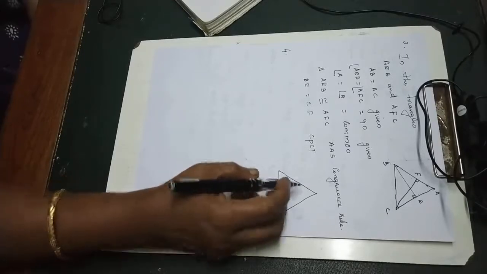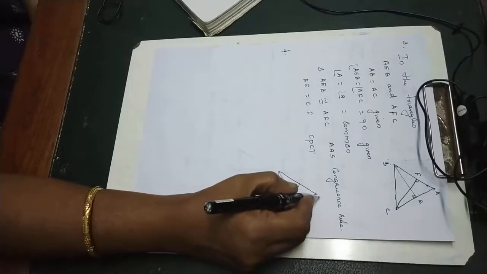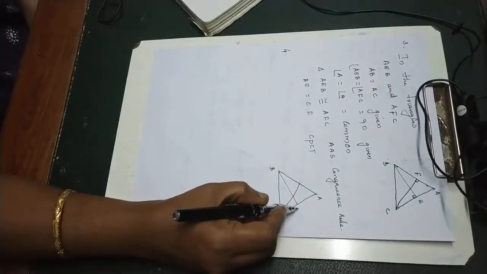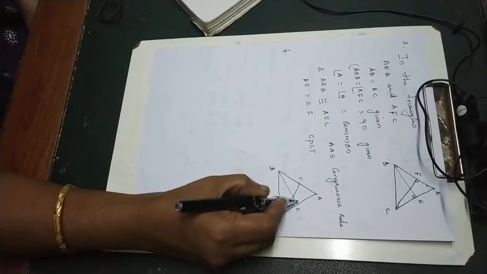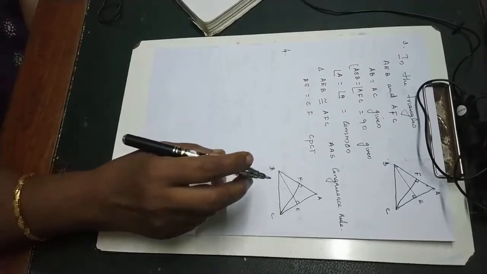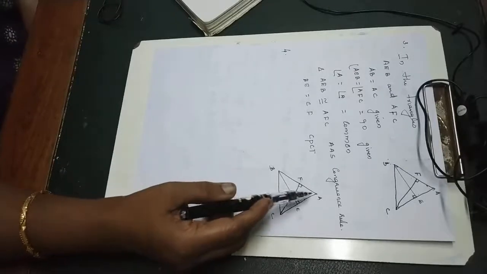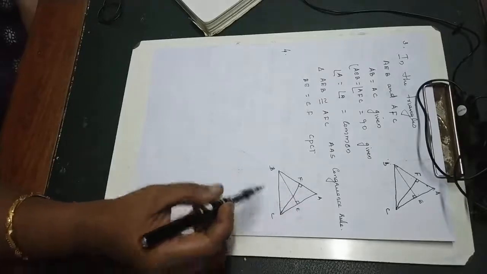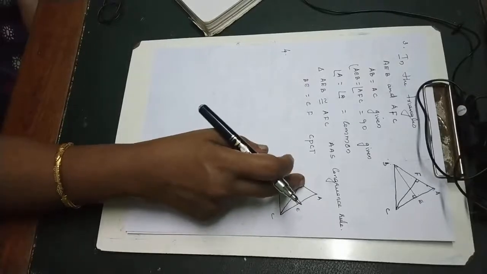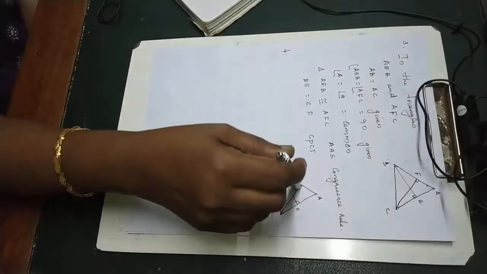Okay, so let us draw that figure first. So ABC, and this one E and F perpendicular. Now here, first we have to prove that triangle ABE is congruent to triangle ACF. In that one it is given BE equal to CF. Here it was not given, we have to prove that one, but here it is given there.